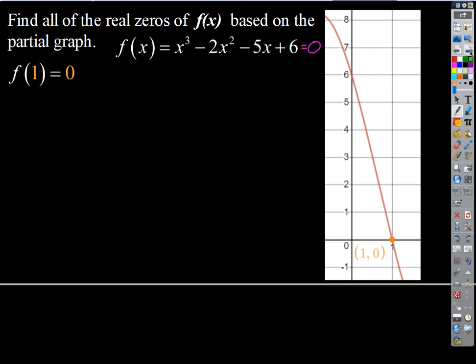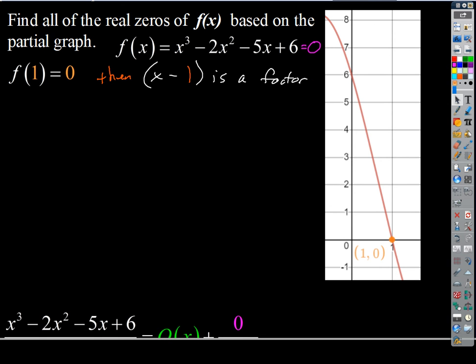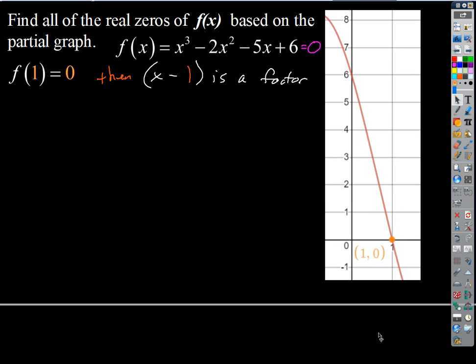Factored parts, x minus 1. So x minus 1 has to be, there's the key. If 1 is a 0, then what's the factor that goes with that? Yeah, so we know if this is true, then x minus 1 is a factor, right? Okay, and so we could write this if we wanted to.